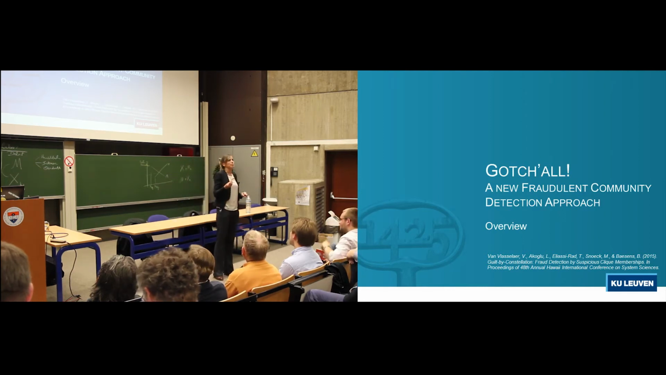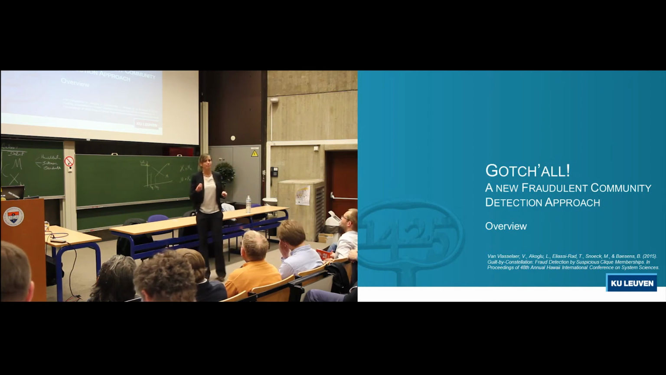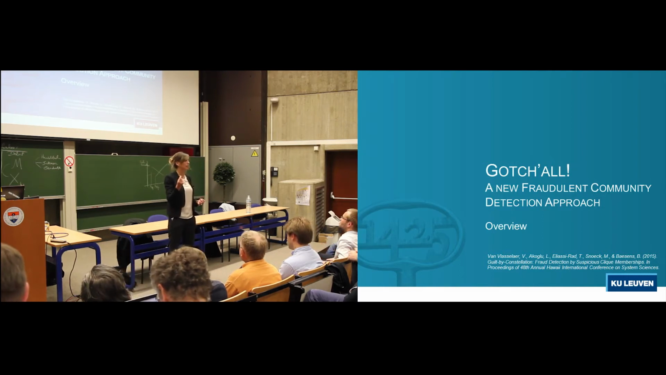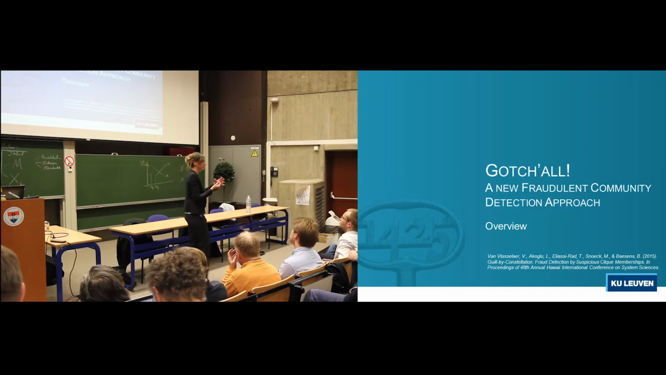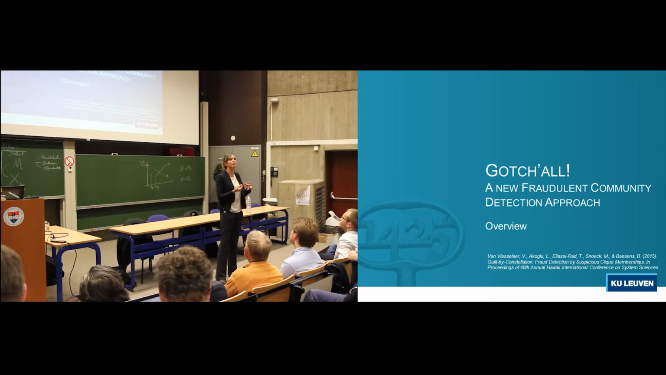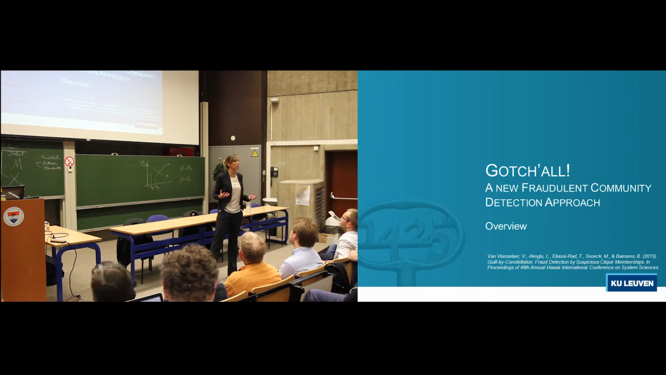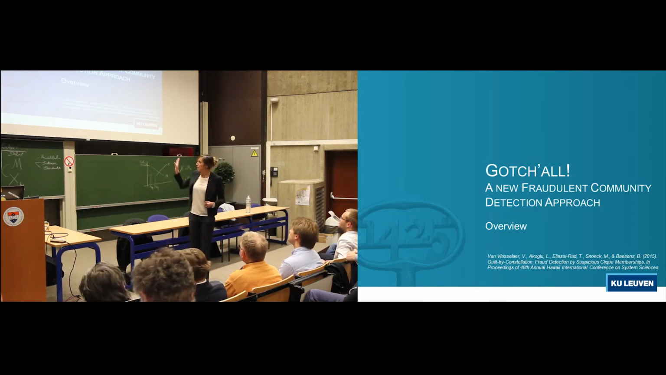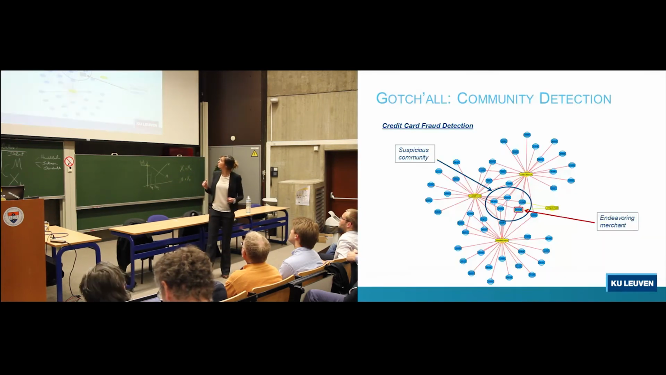Now, like Bart explained to you, these companies are often part of what we call a spider construction. If we just identify one fraudulent company, we can stop that company from committing fraud, but of course that won't stop the spider construction from expanding. So that's why we developed a new approach, Gotch'all.